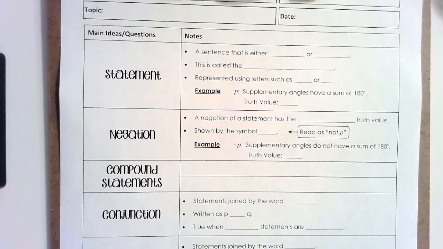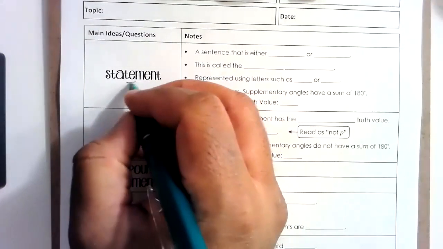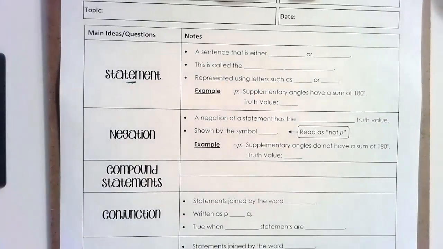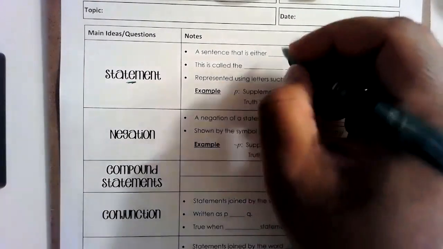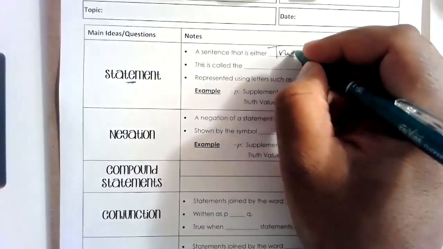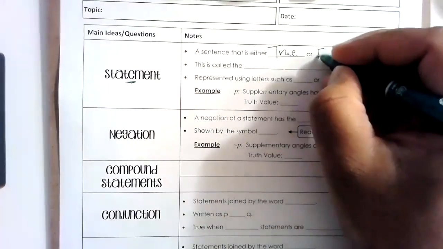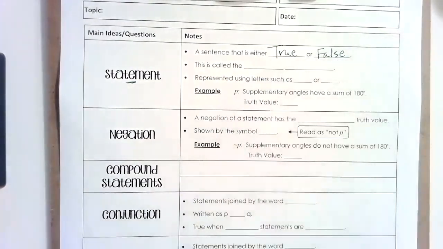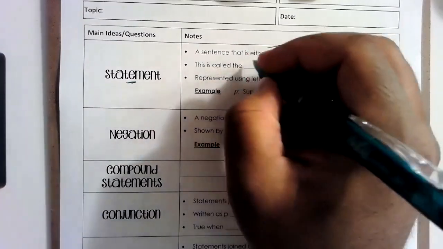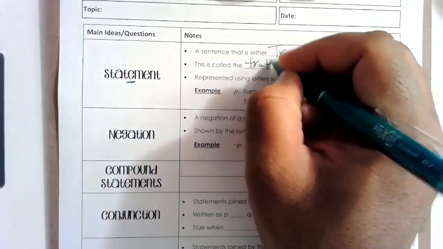So our very first word is the word statement. Think of a statement like something you would tell a police officer. That statement could either be true or it could be false. So it's a sentence that is either true or false. In logic terms, we refer to this as a truth value.